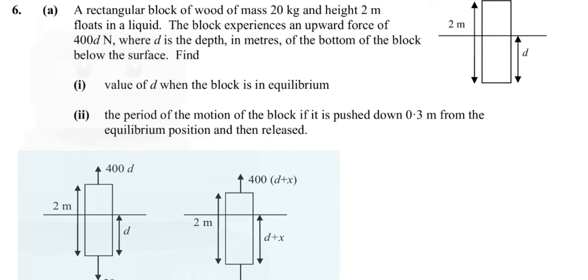2013, question 6a. A rectangular block of wood of mass 20 kilograms and height 2 meters floats in liquid. The block experiences an upward force of 400d newtons, where d is the depth in meters of the bottom of the block below the surface. So we can see that d is just here.